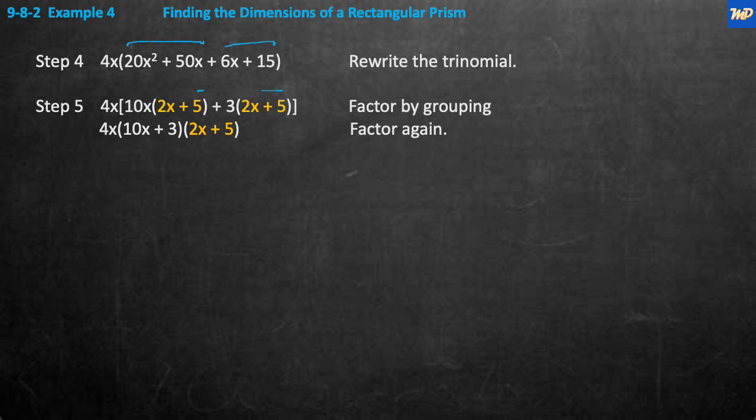So now that we have that, we can factor this. We can take the 10x and the plus 3, the 10x and the plus 3, and make our first term out of it, 10x plus 3. And we already have our 2x plus 5. So 2x plus 5, and 10x plus 3. You see them, right? And we had to have the 4x on the outside. And that's our answer, right here looking at us.